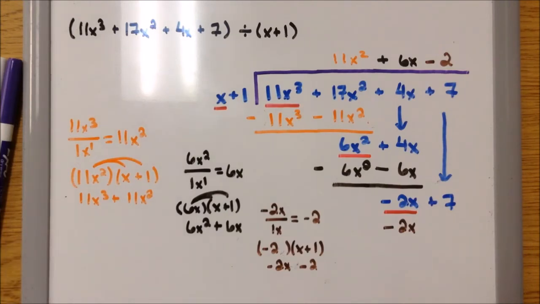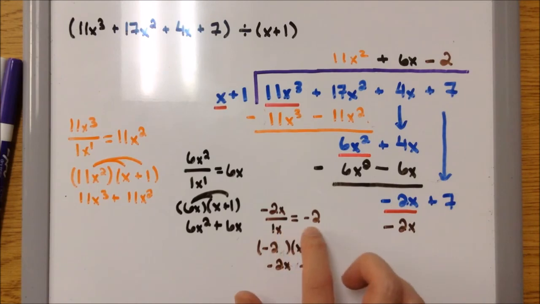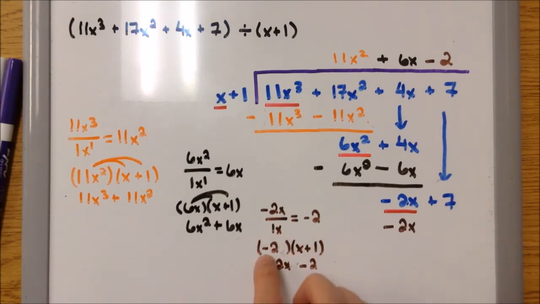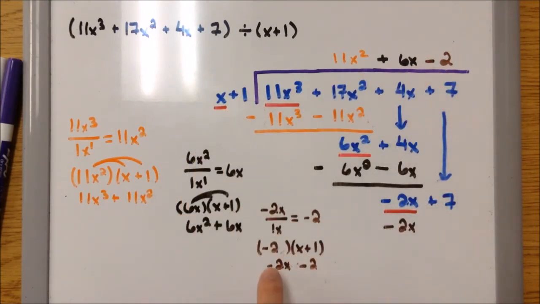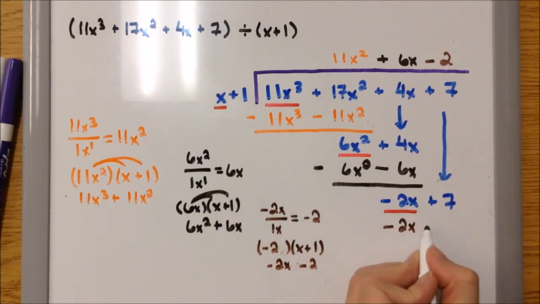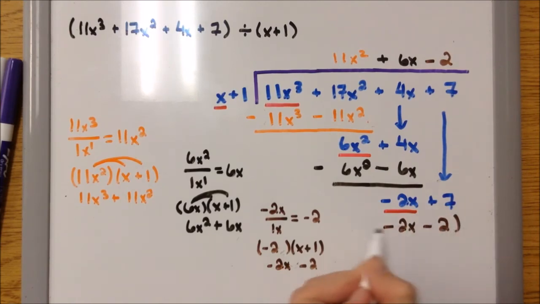So again, let's take a step back. Negative 2x divided by 1x is just negative 2. So negative 2 right here. So basically negative 2 times the divisor. Negative 2 times x is just negative 2x. Negative 2 times plus 1 is just minus 2. So I'm going to write right here, minus 2, with parenthesis and a minus outside.